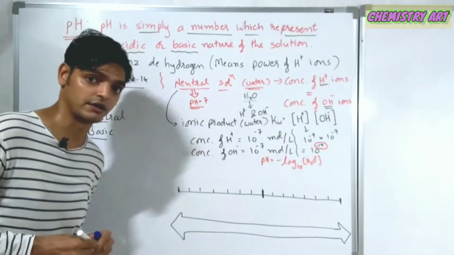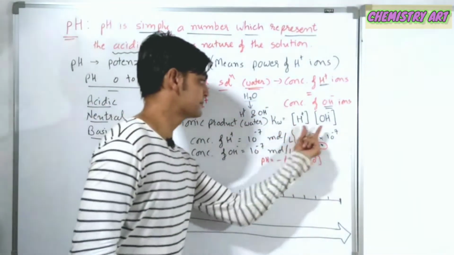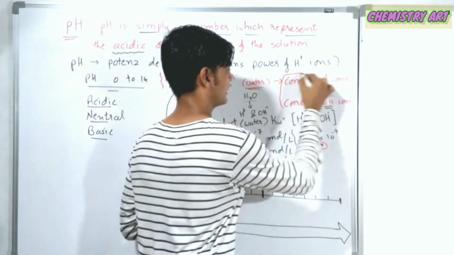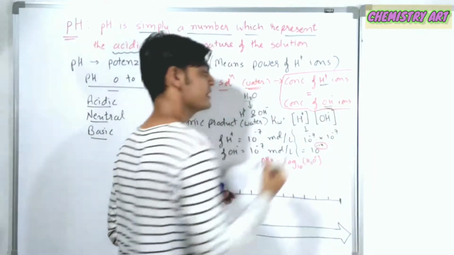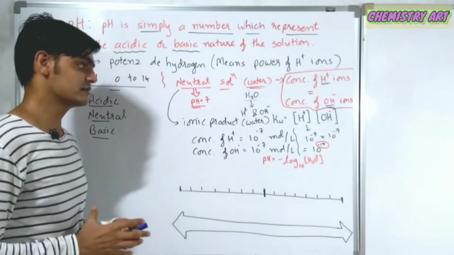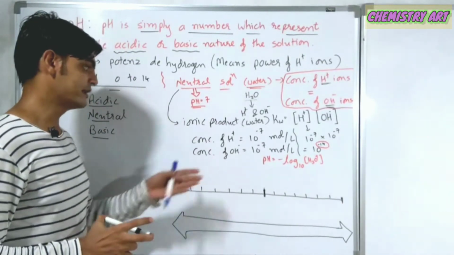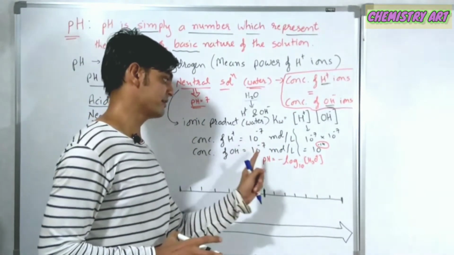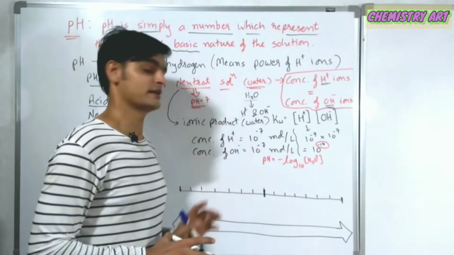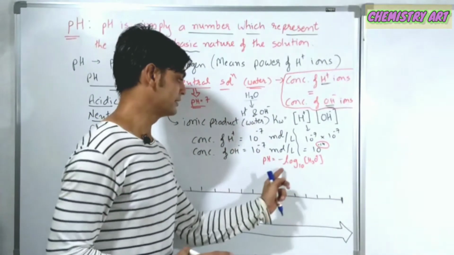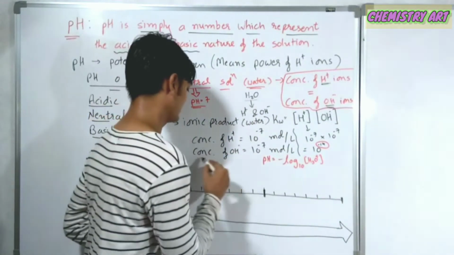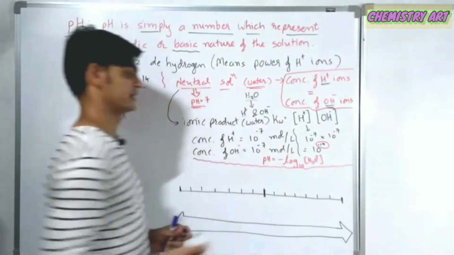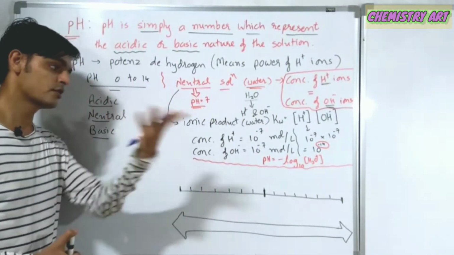Okay, so this is all about pH for the neutral, and now you got why we are taking pH from 0 to 14 only, because in neutral solution the H plus and OH minus ions are equal. The concentration of H plus is 10 to the power minus 7 per liter and OH minus is also 10 to the power minus 7, so the product is 10 to the power minus 14. And that's why we take pH 0 to 14 only, not 13 or 15.